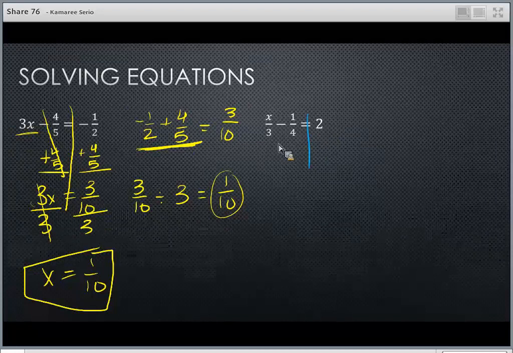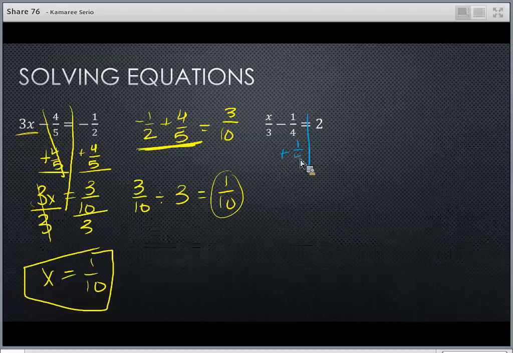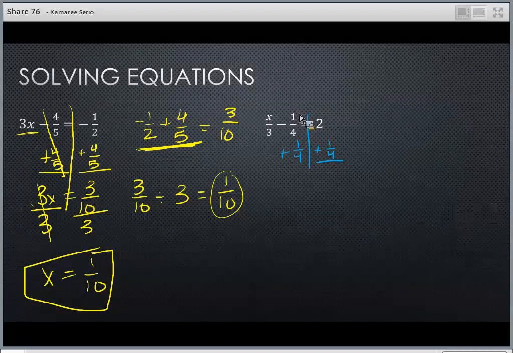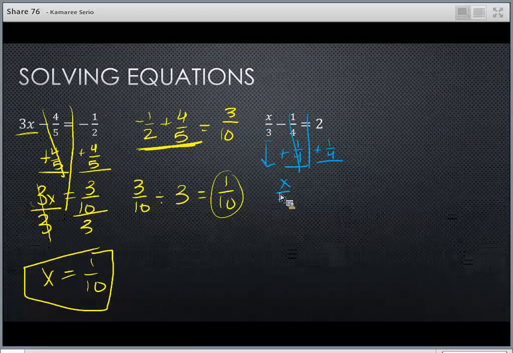All right, so again, I have x over 3, or x divided by 3, minus 1/4 equals 2. So to get rid of this minus 1/4, I need to do the opposite, which is adding 1/4. Remember, anything you do to one side of your equal sign, you got to do to the other. And this is going to come straight down with that x over 3. And I have 2 plus 1 over 4.